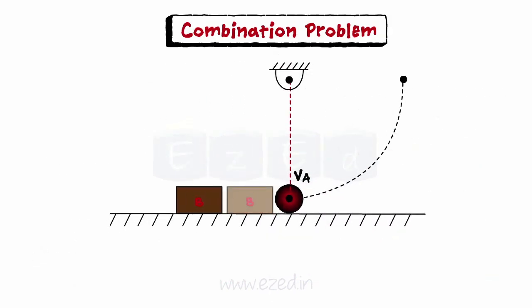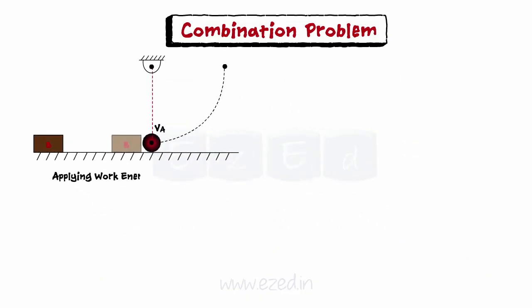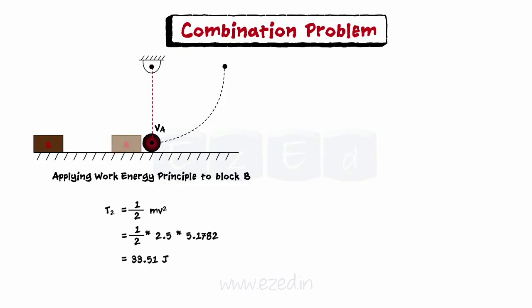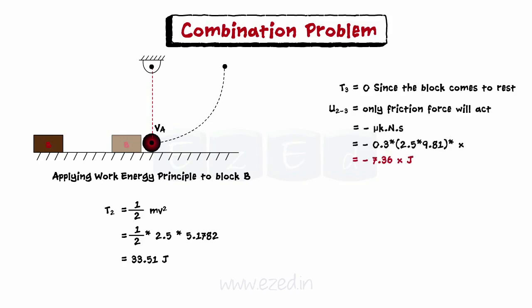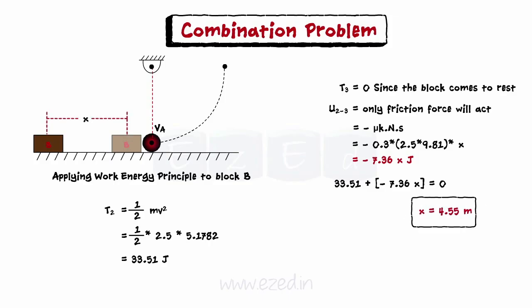As the sphere strikes the block, there is work done by the block. So, we will apply work energy principle to the block. At position 2, the block will have kinetic energy because of impact. At position 3, the block will come to rest, therefore no kinetic energy. Here, work is done only by friction force. Substituting the values in equation 4, we get the displacement of block.